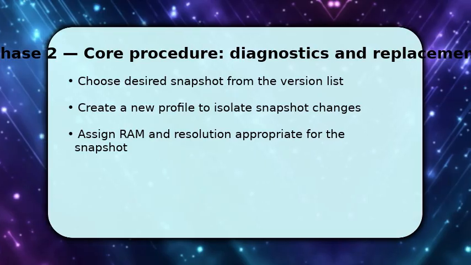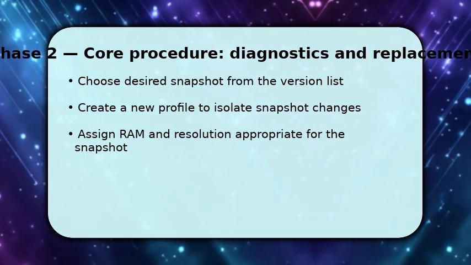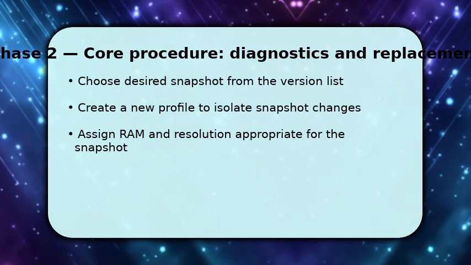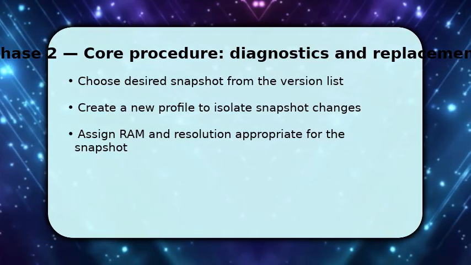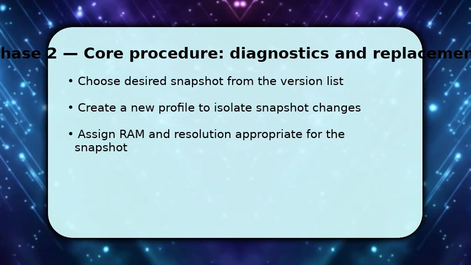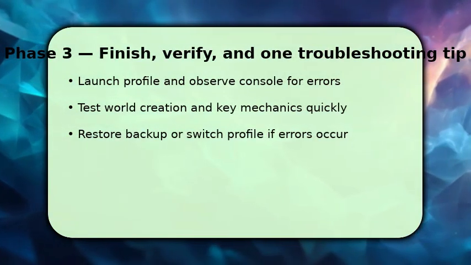Then check any required mod loader compatibility and adjust JVM arguments if you need advanced tweaks. Finally, launch the snapshot profile and watch the console for errors. This tells you if resources or mods are incompatible.